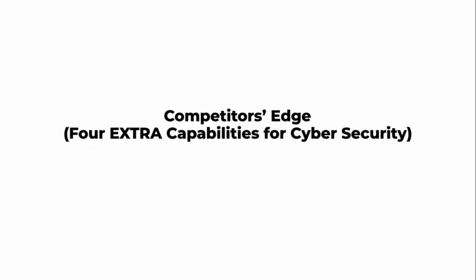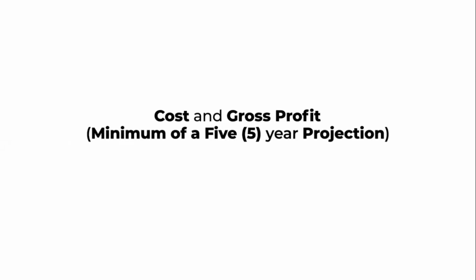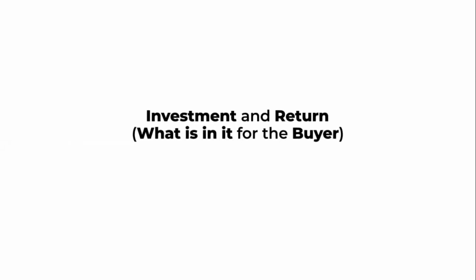Number 5, talk about your competitor's edge. Number 6, talk about your budget. Break down your operation and production costs. Number 7, talk about your cost and gross profit. Give a minimum 5-year projection. Number 8, talk about your investment and return. What is in it for the buyer?